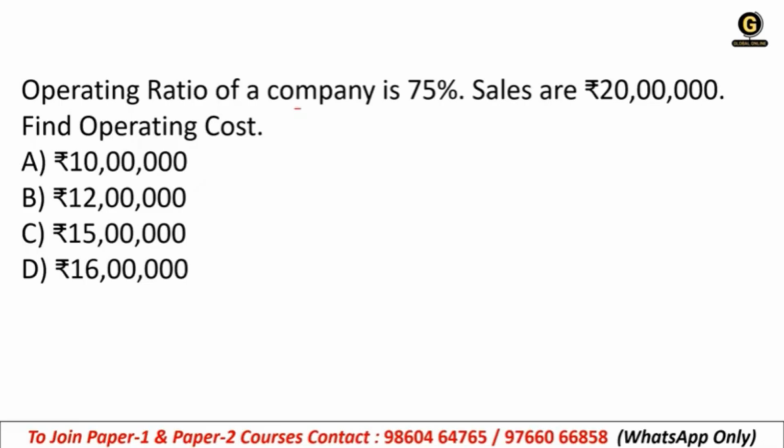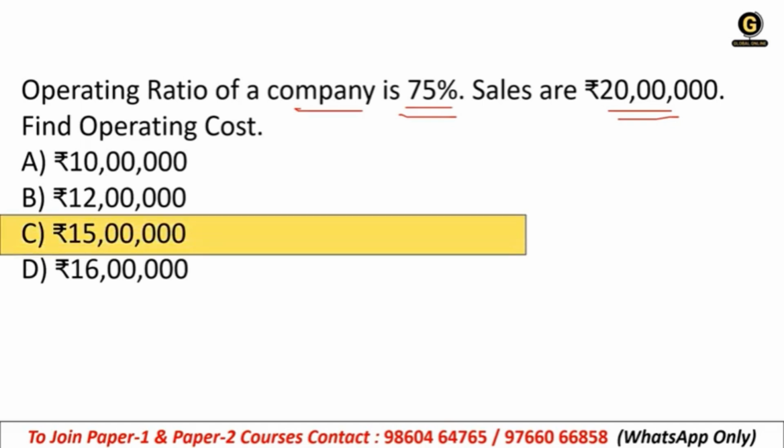Operating ratio of the company is 75%. Sales are 20 lakh rupees. Find operating cost. Okay, so before that, we need to know what the operating cost is and what the formula to calculate the operating cost is, right? So first we'll have the right answer, then I'll explain how we can calculate. So 15 lakh is the answer.